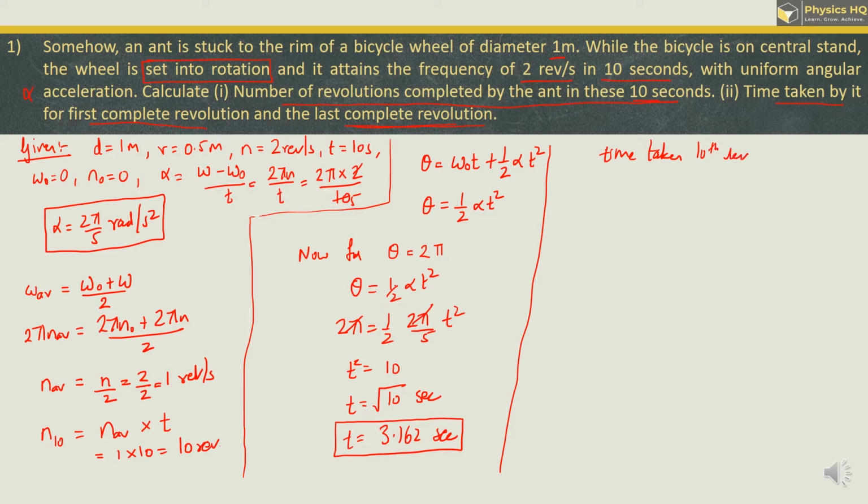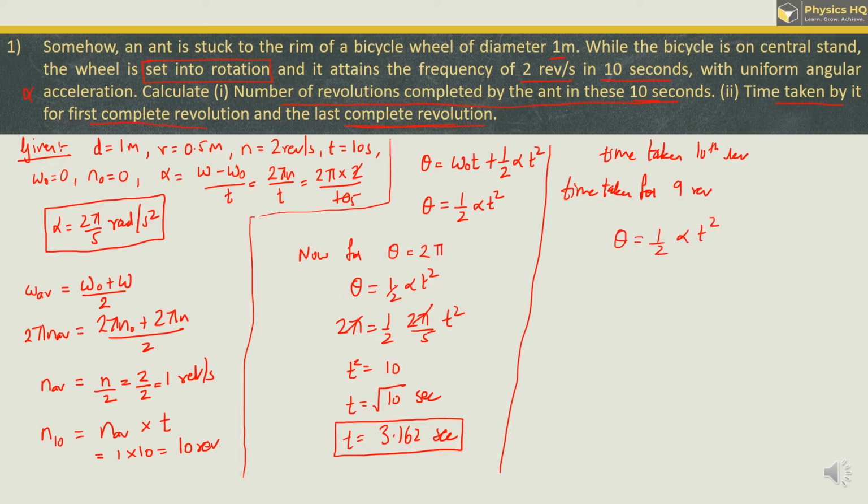What we will do is, we will find the time taken for 9 revolutions first, and then we will subtract this from the total time to get the time taken for the 10th revolution. Let us solve it and try to understand it. So for the time of 9 revolutions, we have this formula: theta is equal to half alpha t square.